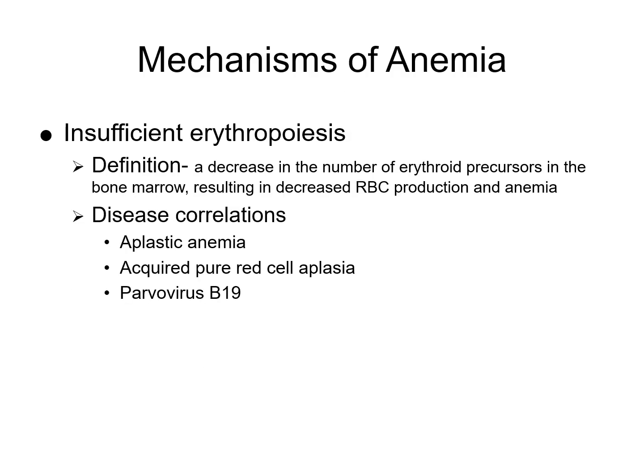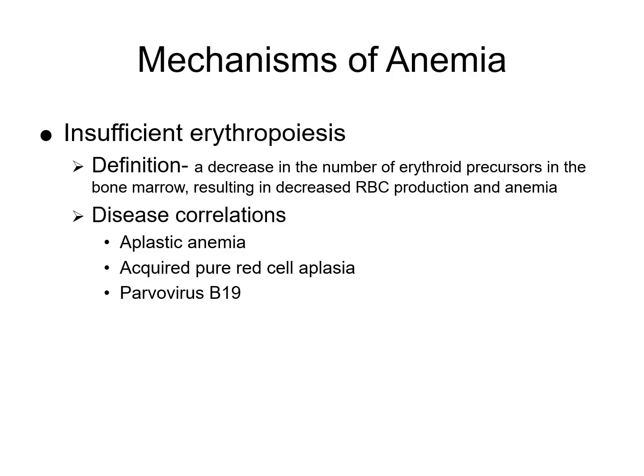All right, so insufficient erythropoiesis, as I mentioned earlier, is a decrease in the number of erythroid precursor cells in the bone marrow, which leads to reduced red blood cell production and results in anemia. Some disease correlations with this is aplastic anemia. This is where the bone marrow fails, a bone marrow failure syndrome with pancytopenia, and that's due to decreased or absent hematopoietic stem cells, which can lead to insufficient production of all blood cells, including erythroid precursors.